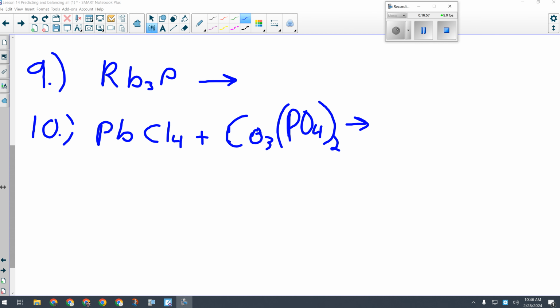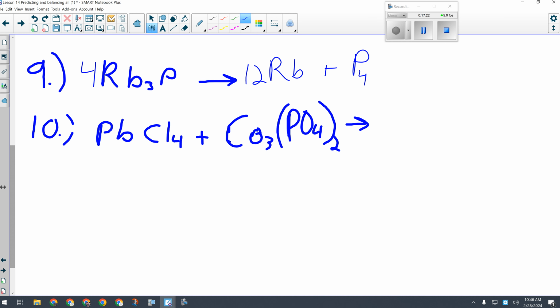All right, so for number 9, we got rubidium phosphide. It's a decomposition reaction, so it's simply going to break down into rubidium and phosphorus. What do I need to check for? Special elements. Do I have any? Yeah. Phosphorus comes as a P4. Now that I know that, I can go back and balance. I put a 4 here and a 12 there, and everything will work out.